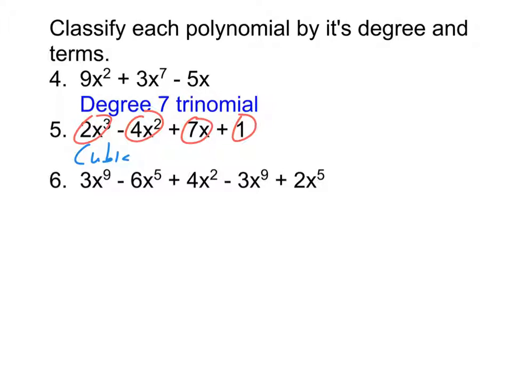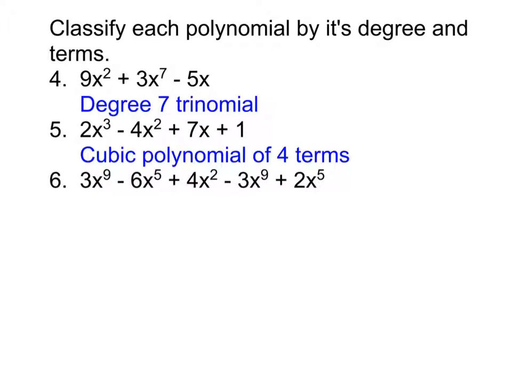If there's 4 terms, we don't have something for 4 terms. We have monomial, binomial, and trinomial. But all of those are polynomials. But I don't just want to say a cubic polynomial. I want to still be specific about how many terms there are. So I'm going to call that a cubic polynomial of 4 terms as a way to specify from there.